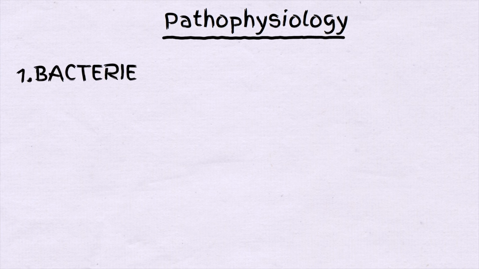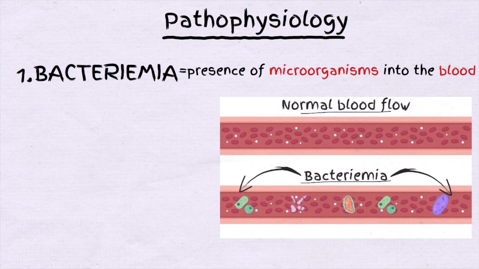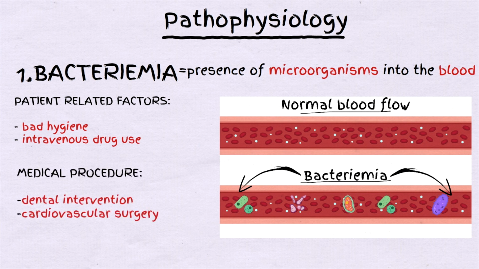The first reason is because of bacteremia. Basically, bacteremia refers to the presence of microorganisms in the blood flow. This usually happens when the patient is exposed to certain situations, when bacteria can pass over the natural barriers of the body and jump into the circulation. This is a consequence of either patient-related factors, such as bad hygiene or intravenous drug use, or it can be due to factors related to a medical procedure, for example, after a dental intervention or cardiovascular surgery.